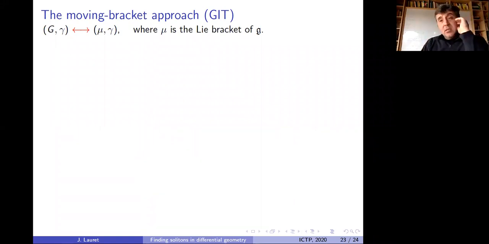Underlying all this point of view of algebraic solitons is this approach that we call the moving bracket approach, which is an approach which allows us to apply GIT, geometric invariant theory results, such as the moment map, stratification, stable points, stability, null cones. And the idea is, this is the last page, to say something about this, which is very related to algebraic solitons.